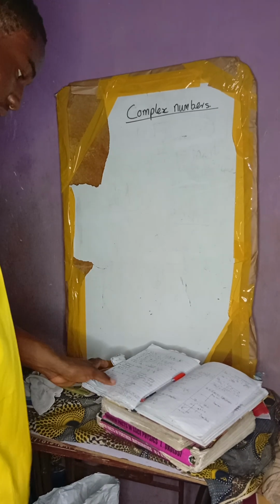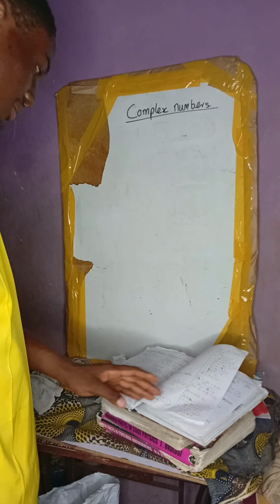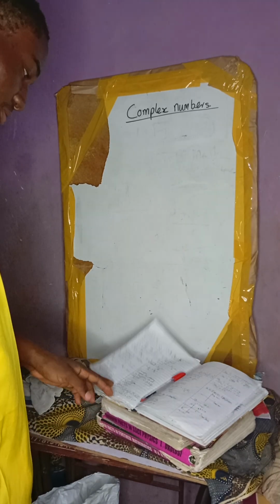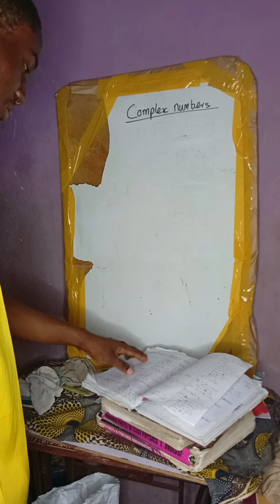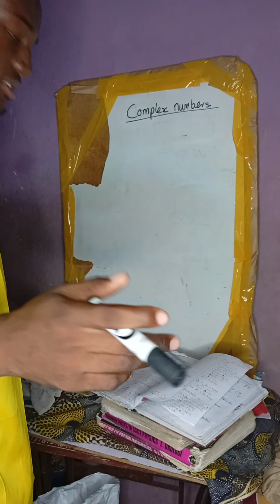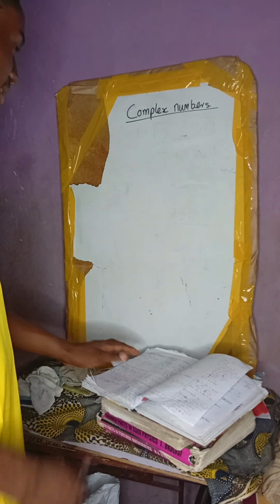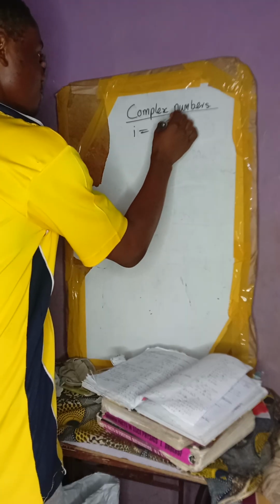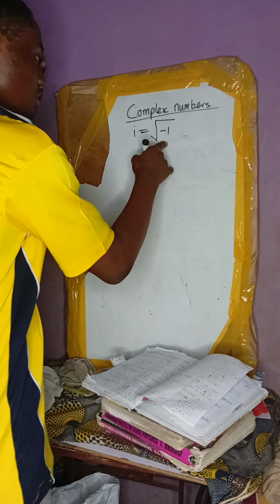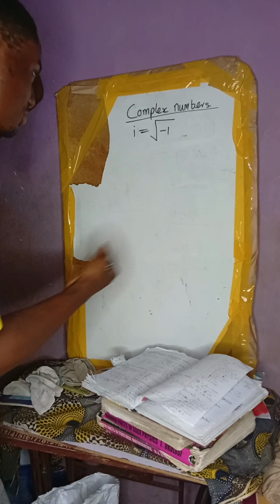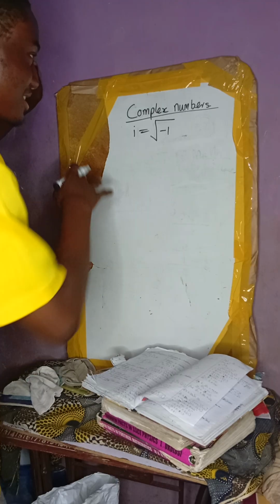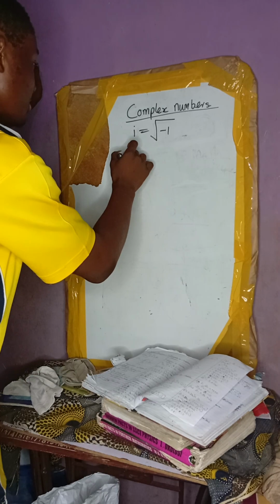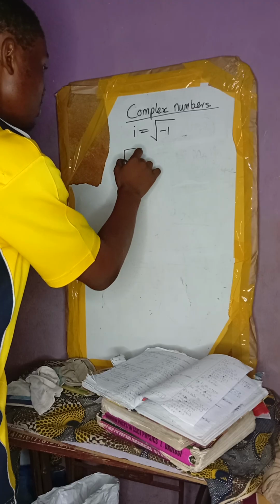Okay, how far did we stop yesterday? Yesterday we learned what i means when it comes to complex numbers. We know that i is equal to the root of -1. We also learned how to extract this from something like maybe root -4.